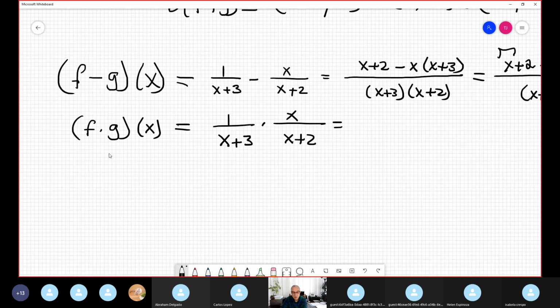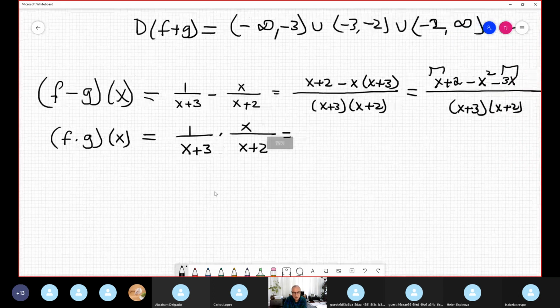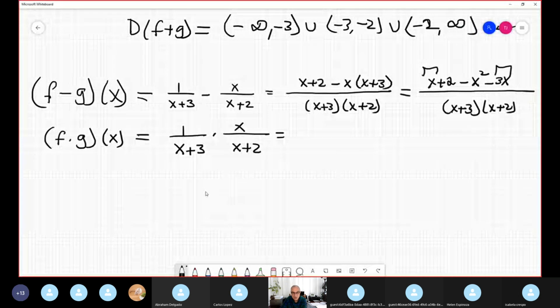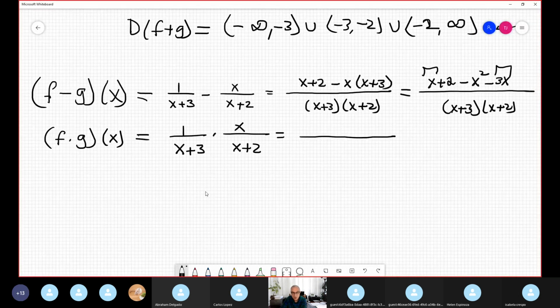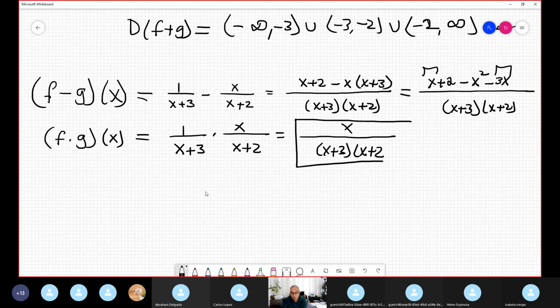If you want to condense it together in only one expression, you don't need to find the LCD. LCD is only for addition or subtraction. So 1 times x is x, over x plus 3 times x plus 2. Too easy. Multiplication, in my opinion, is the easier operation in fractions.